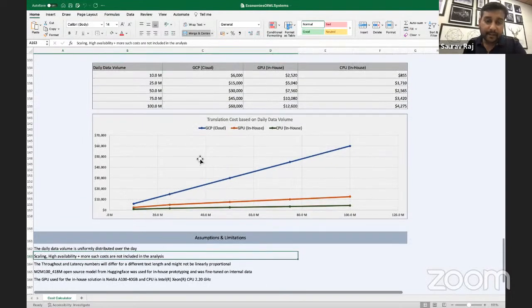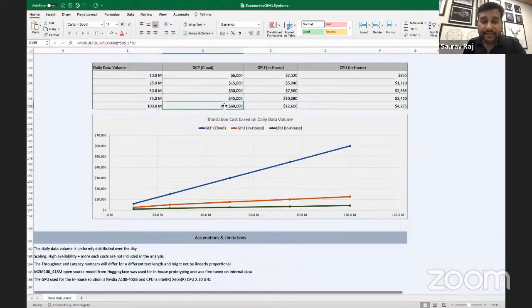But here's the thing: since the margin is so large, on cloud you're paying more and more as your data volume is on the higher side. You're paying $60,000 in the cloud, but in-house you're paying only $12,000. So even if you increase compute instances, since you have so much margin, these factors would be compensated within this margin, and you'll end up profiting from building a solution and running it in-house. That's the overall point that we want to make.